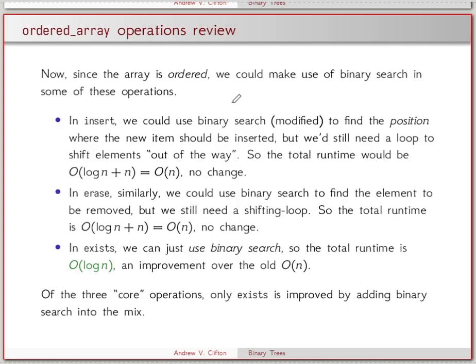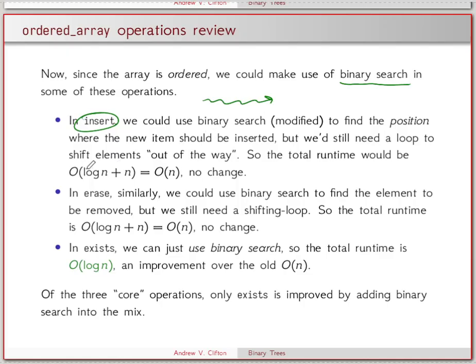Now, since we know that the array is ordered, and we've learned about binary search, we could use that in these operations. So in insert, you could replace the first loop of, hey, where's the spot where we want to do the insert? You could replace that with a binary search. You'd have to modify it a little bit because we're not looking for a specific element. We're looking for a spot where the element should go. But you could still do it in a binary search way.